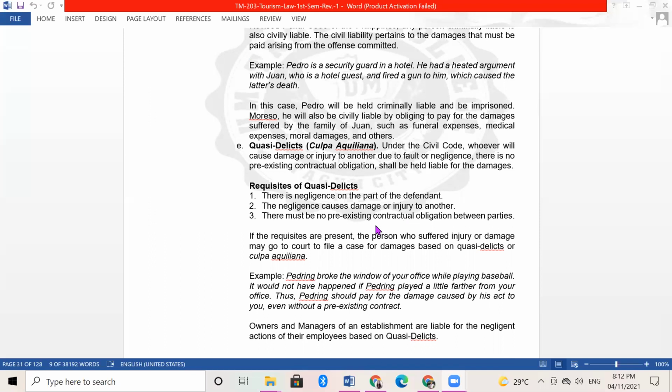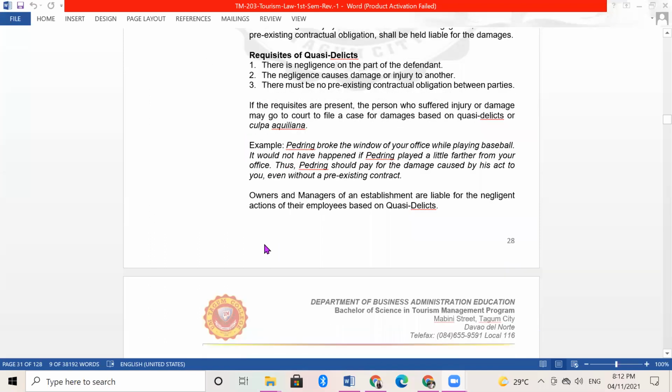So for example, Pedring broke the window of your office while playing baseball. It would not have happened if Pedring had played a little farther from your office. Thus, Pedring should pay for the damages caused by his act to you, even without a pre-existing contract. Kaya nakasala man si Pedring sa bintana, so kinahanglan niya bayaran to. Kay pwede man siya mo dula og baseball sa layo nga dili maigo ang bintana, so ingana.